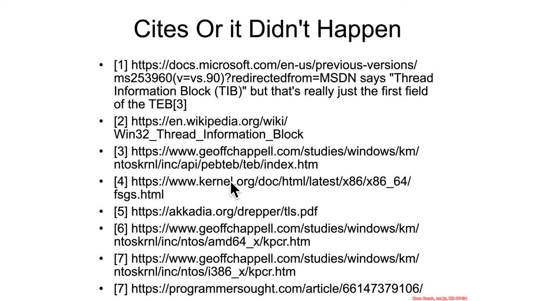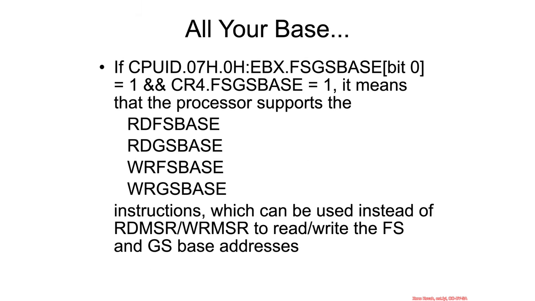So as I always say, cites or it didn't happen. I threw in some citations of why I'm saying any given data structure is used in any given way. You can check those out at your leisure. There's one other extra little bit of change that came along with this use of swapgs as a more explicit way to swap data structures in user space and kernel space.